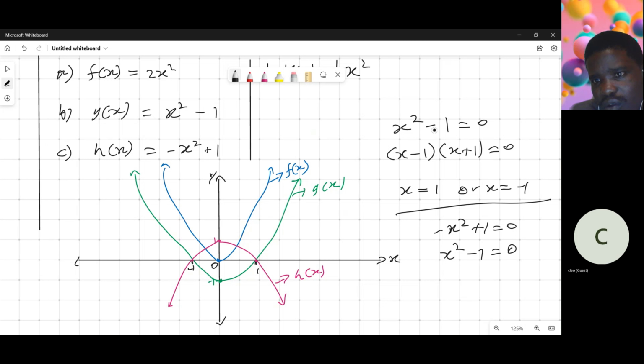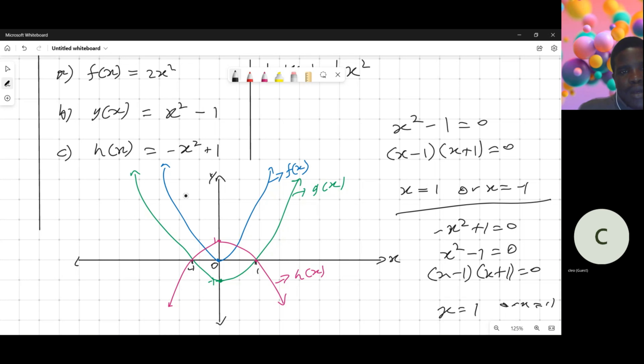Then we factorize. See, we have more or less the same equation now. By just dividing by negative, we have the same equation. Therefore, the answer will be the same, because we have to factorize here. X minus 1, x plus 1 equals to 0. Therefore, x is equals to positive 1 or x is equals to negative 1. So more or less the same. Okay.